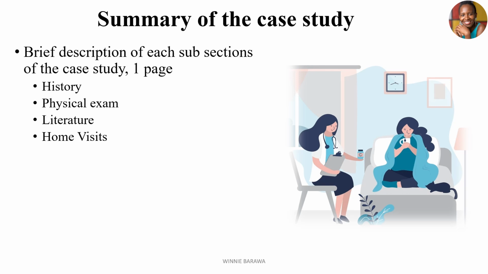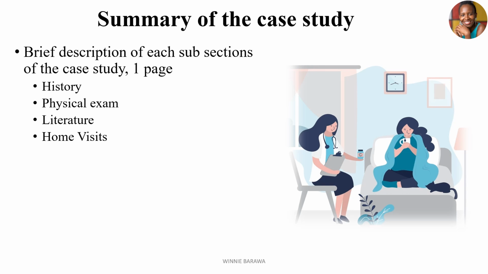In writing summary of the case study, we are told that a summary is a brief description of each subsection of the case study. Usually, we need to summarize this in a one page. So how do we put it in a way that is summarized? We need to have a short summary touching on the patient history, give a short summary on the physical exam, a summary on the literature, a summary on your home visits, on the management. Like, give us a brief of the story of this patient, so you will borrow key information from each segment of this patient, and then we summarize it. One page is enough, or one page document is enough.